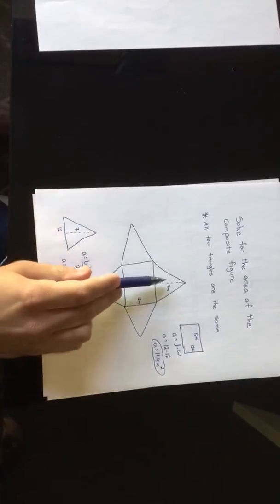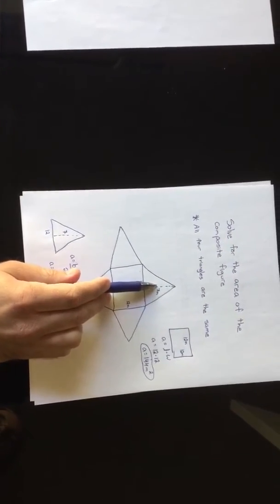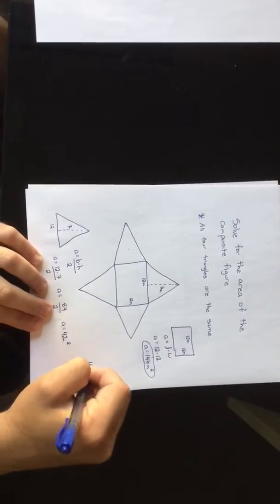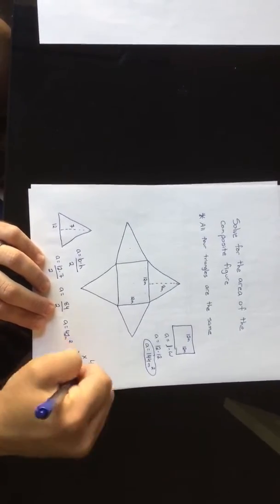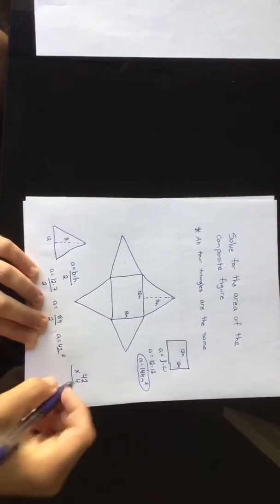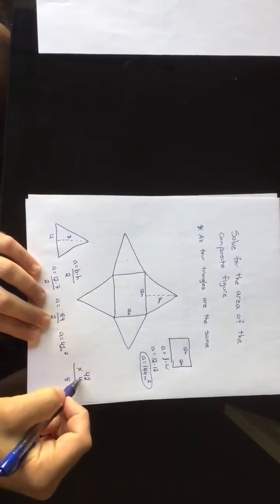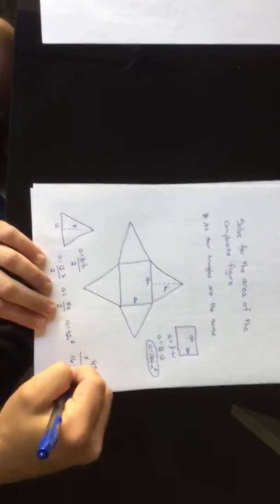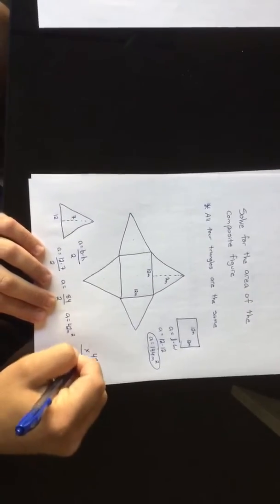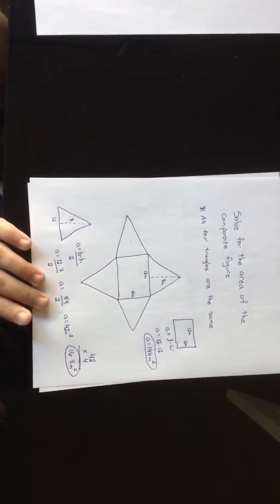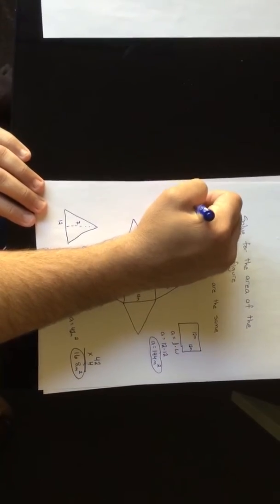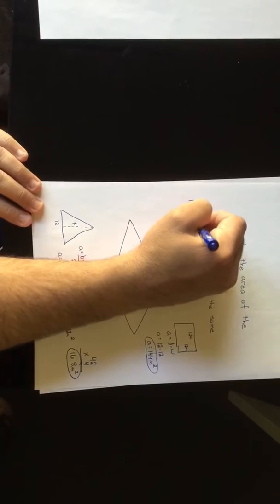But that's the area of one triangle. How many triangles do I have again? 4. 1, 2, 3, 4. So you take the area of 1 and you multiply it by 4. 4 times 2 is 8. 4 times 4 is 16. So the area of the 4 triangles is 168 meters squared. So here we go. We have 168 meters squared. That's your 4 triangles.